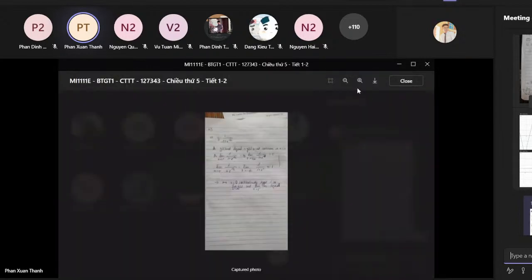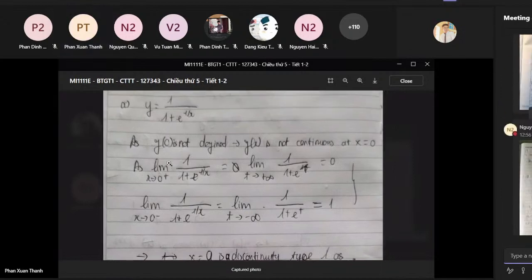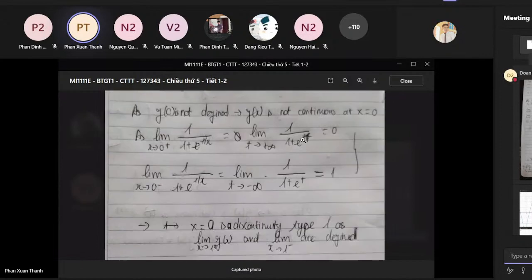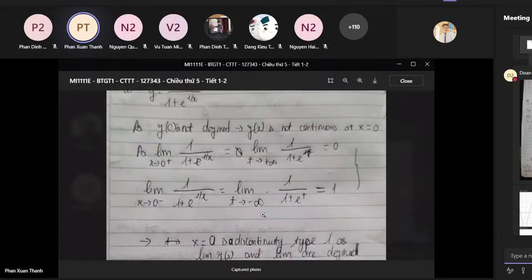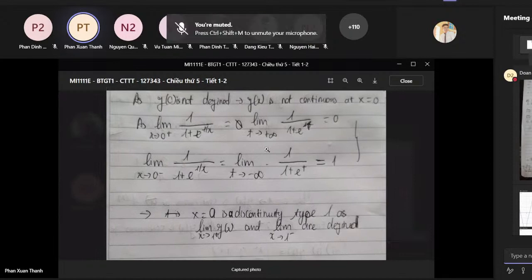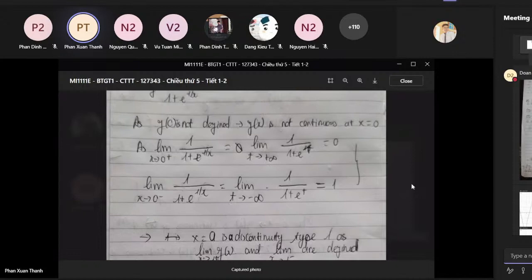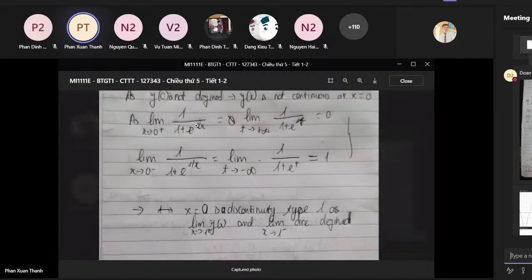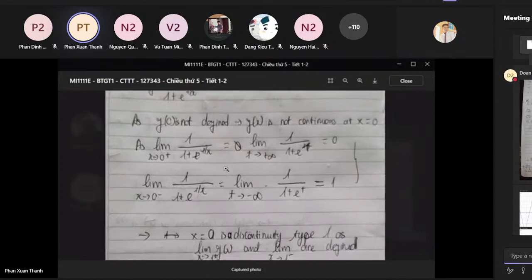Bùi Minh Quang, one more. F at 0 is not defined. So F at 0 is not defined, then F is not continuous at x equal number 0. That's correct. But what about the function f when x is not number 0? Okay, I don't see any statement about the continuity when x is not number 0.